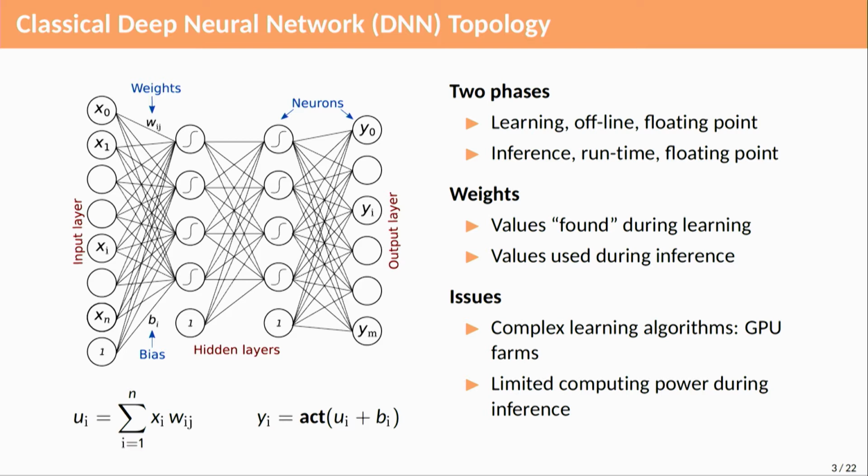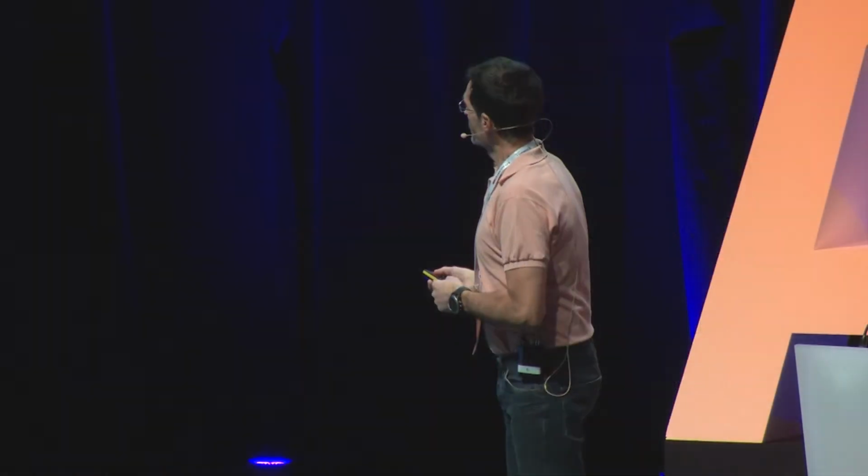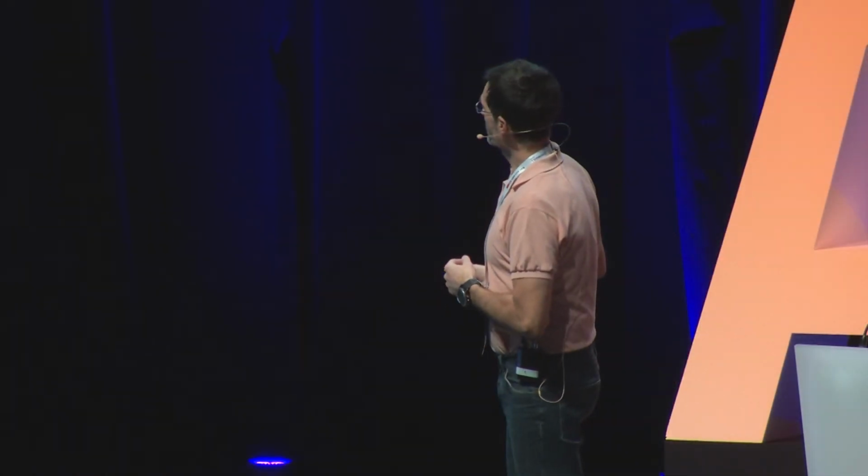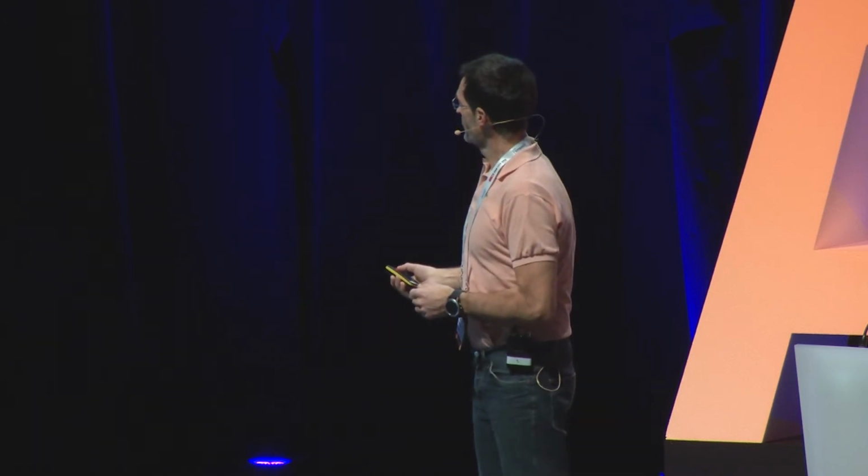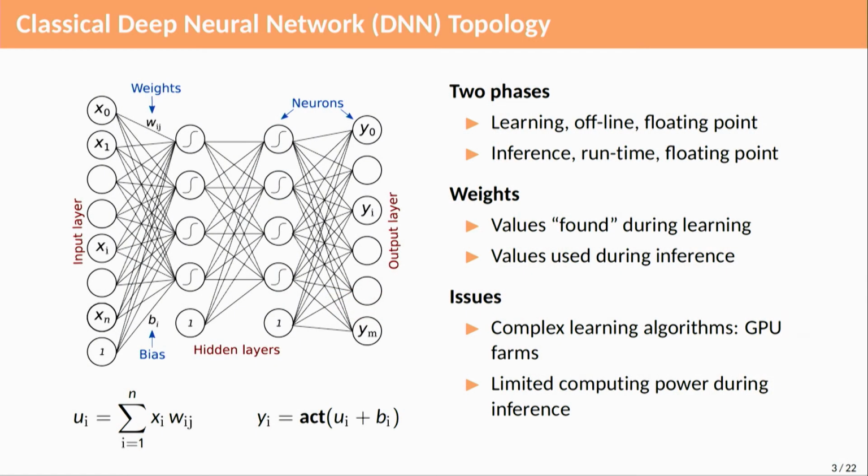There are two phases when using a neural network. Learning, when you train your network to, for example, classify some things, and inference, when you put a new value in front of your neural network and it produces the class to which it most probably belongs. What is learned during learning are the weights, the W_i,j here. These weights are very important because that's what the neural network learns.